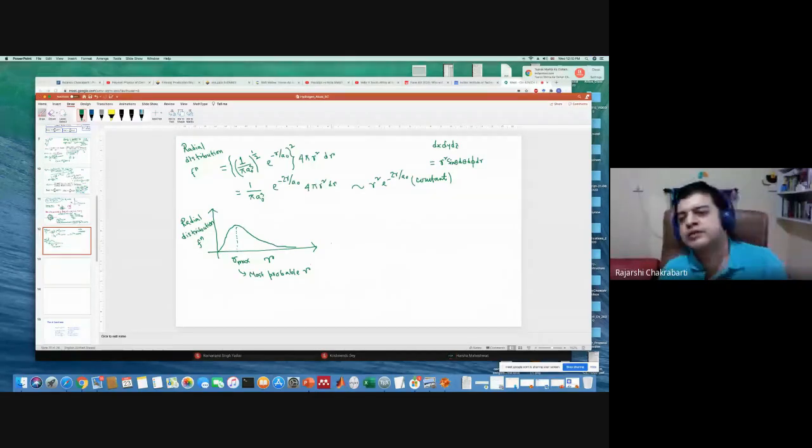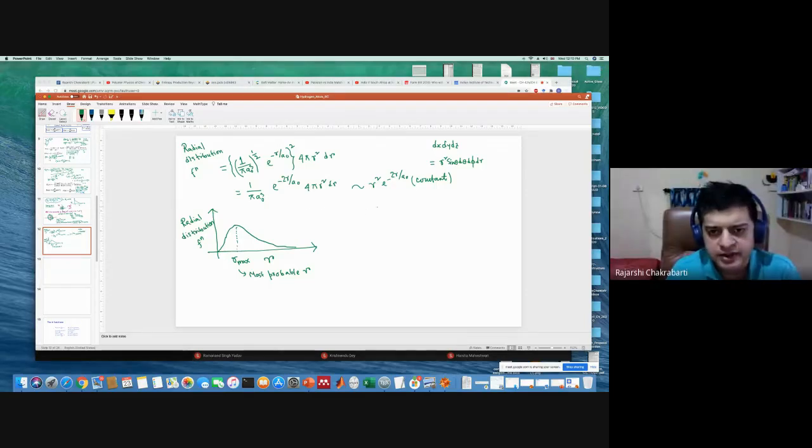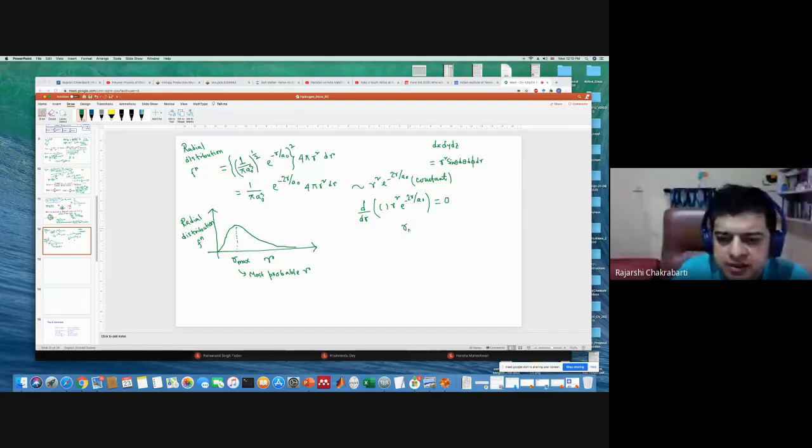How do you calculate this most probable r? Sir, dP by dr. Yeah. You have to take this radial distribution function and take d by dr of this thing. You have some constant, I am not writing it. r square exponential minus 2r by a0, and set it equal to 0. And if I calculate this, I'll get r most probable equal to a0. You can go and check.